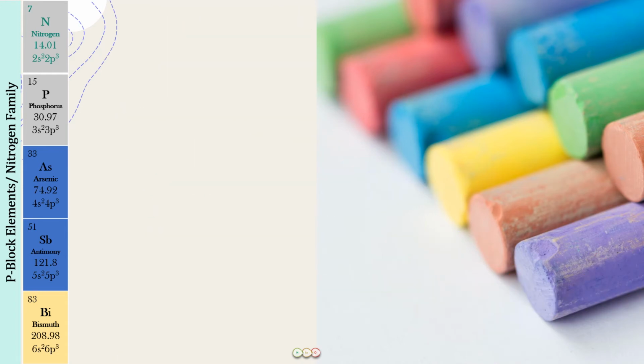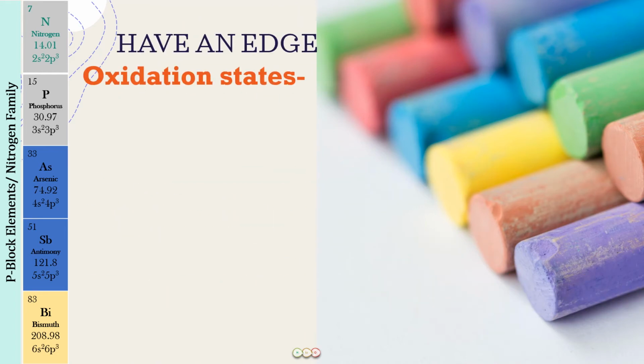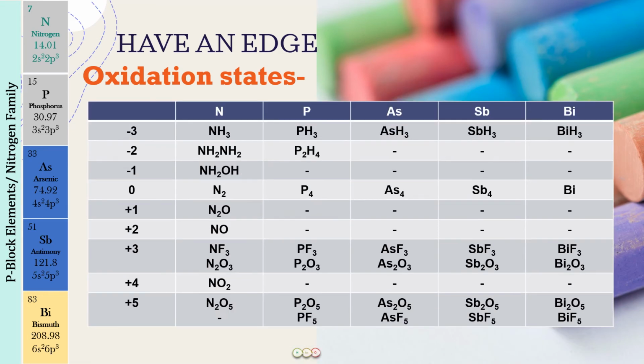Now what I'm going to do is give you a Have an Edge section over here. What do we do in the Have an Edge section? We put up something which is really going to help you excel in your examination. Today in this section, we are going to put out all the oxidation states that we have together. This will be really helpful for quickly revising your concepts.